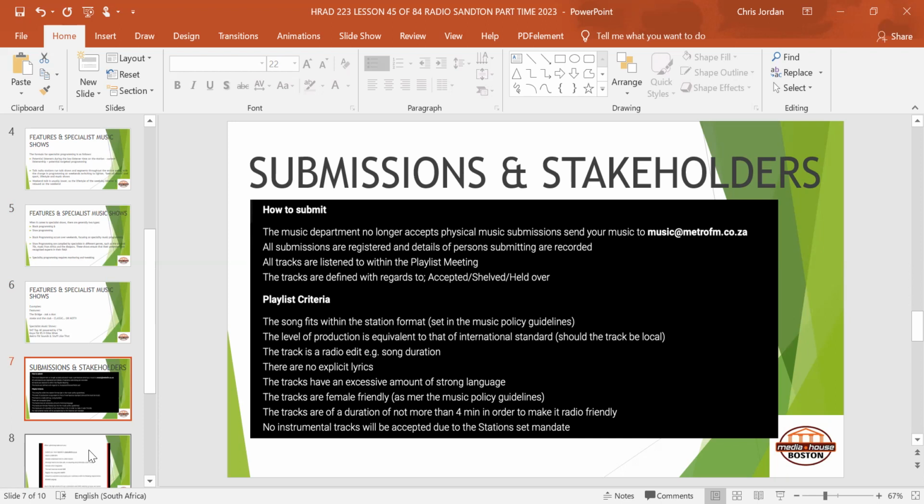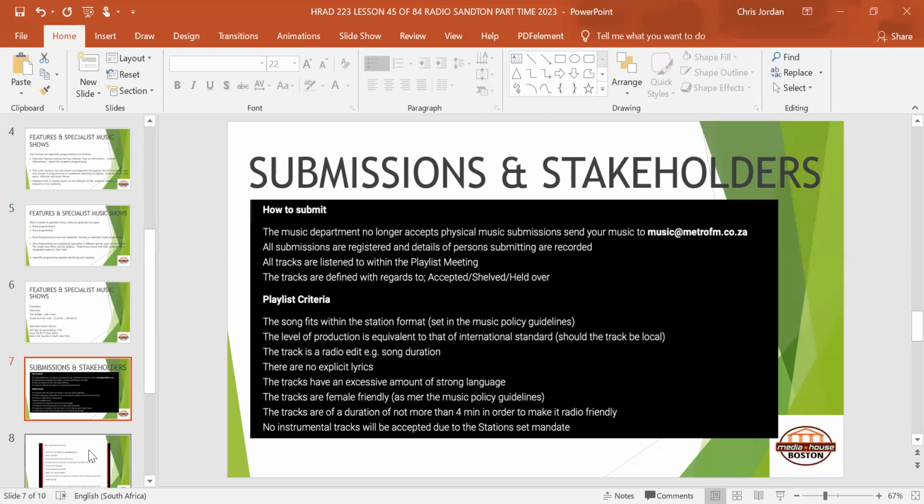In this way, we can categorize immediately, digitally, as a music compiler and then go through the processes within the station, whatever the business process is, according to that particular station's policy on how to deal with and take in submissions, right? All submissions are registered and details of persons are recorded, and that is again on the site itself. All tracks are listened to within the playlist meeting. The tracks are defined with regards to accepted, shelved, or held over.